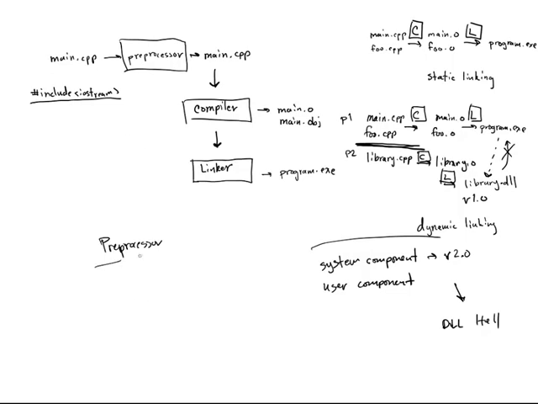The next two phases are the actual interesting thing, and that's the compiler and then the linker. And so you just have to remember that the compiler turns your source into an object file, and the linker mashes your objects.